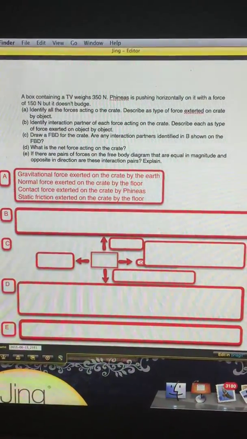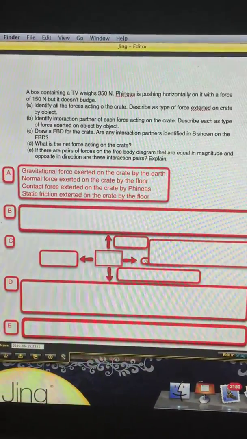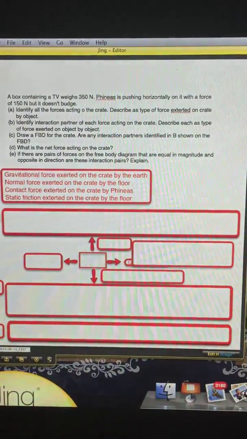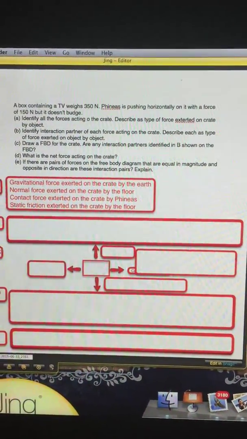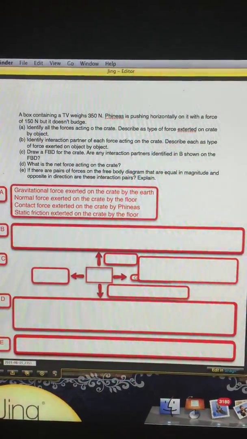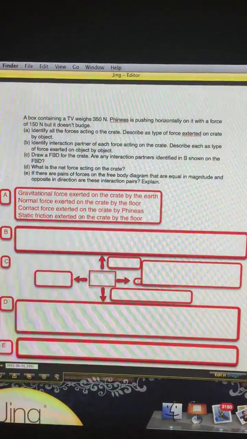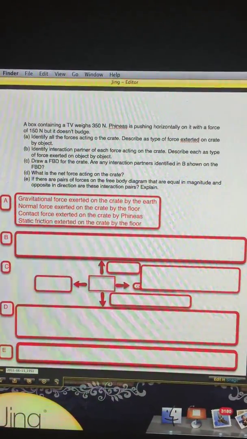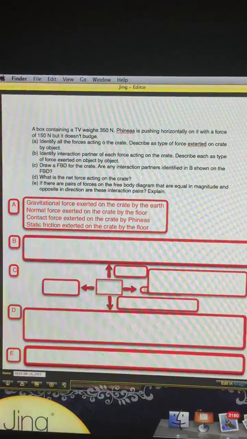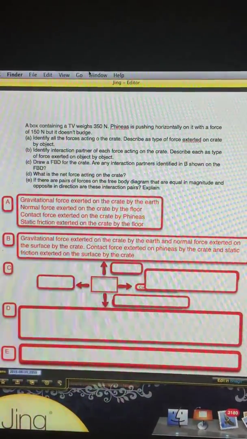Now, part B wants me to identify the interaction partner of each force acting on the crate, describe each as a type of force exerted on the object by the object. So the gravitational force exerted on the crate by the Earth and normal force exerted on the surface by the crate are the interaction partners, and then contact force exerted on Phineas by the crate and static friction exerted on the surface by the crate are interaction partners.